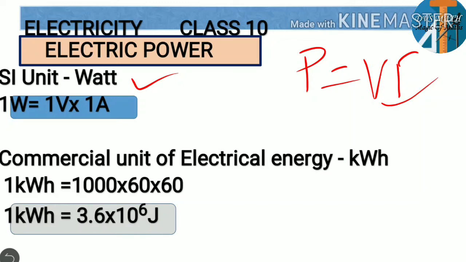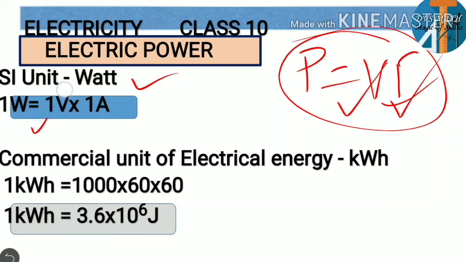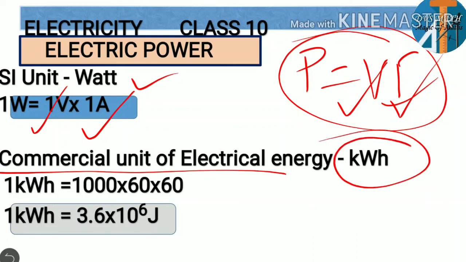If they ask to define 1 watt, the power formula is P is equal to VI. V means volt, I means ampere. So 1 watt is equal to 1 volt into 1 ampere, which gives the definition of 1 watt. Here, the commercial unit of electrical energy, if we convert electrical energy in terms of power, we calculate in terms of kilowatt hour. They may ask, write the commercial unit of electrical energy. It is kilowatt hour.